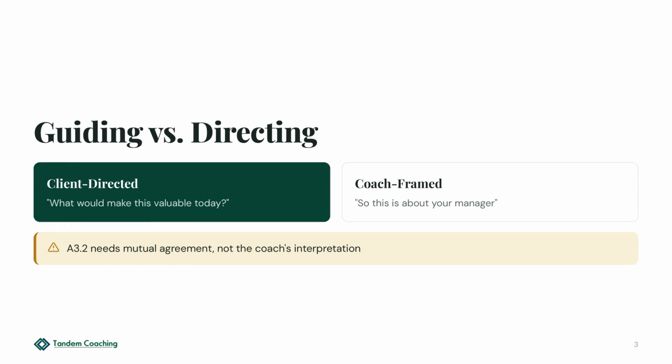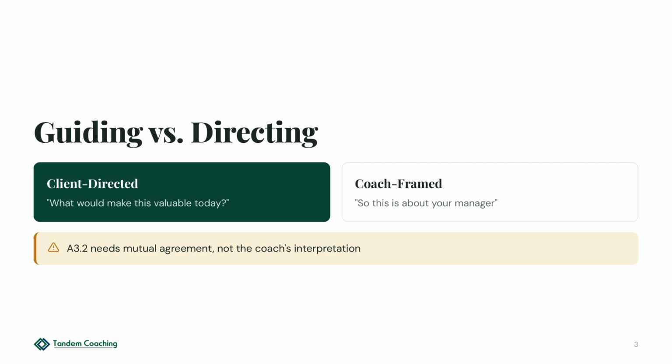Notice the example on screen. What would make this conversation valuable for you today? Clean, open, client-directed. That's A3.1 demonstrated well. But here's where it gets interesting. What if the coach says, so it sounds like this is about your relationship with your manager, before the client has finished exploring? That's the coach framing the topic, not the client.